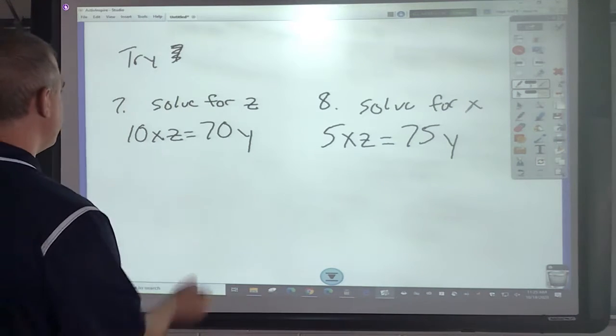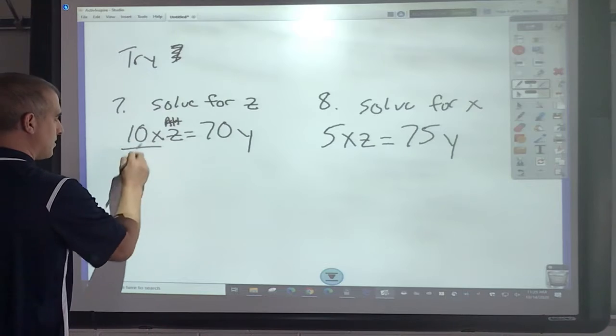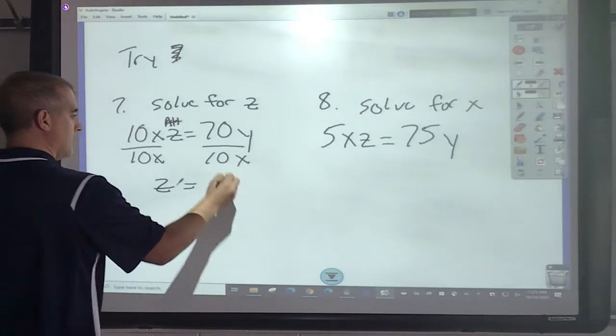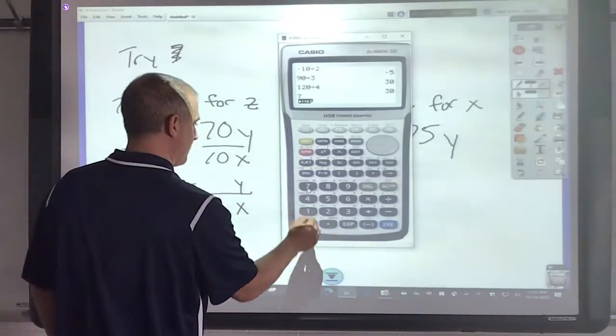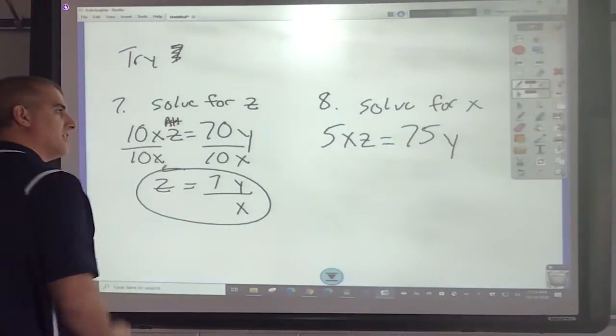Okay, and you can unpause. So this is the attached. So I got to get this away. They're all attached to that, so I'm going to divide both sides by 10x. So that'd be z. The y and the x can stay there. Let's figure out what 70 divided by 10 is. That's going to be 7. So that would be my final answer there.